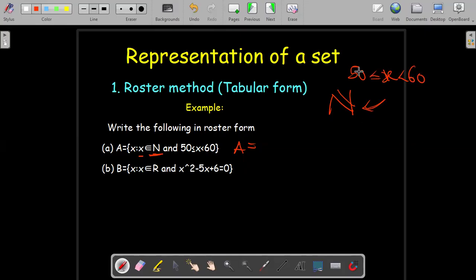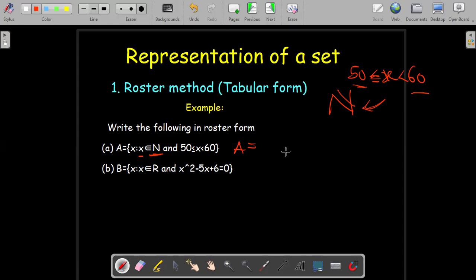When you look at the signs, you have less than or equal to on the left side, then you only have a strictly less than on the right side. So on the left, we have 50 less than or equal to x. That means 50 is going to be part of it because of the equal to part. But on the right side, there's only a strictly less than symbol, meaning that 60 is not going to be part of our listing.